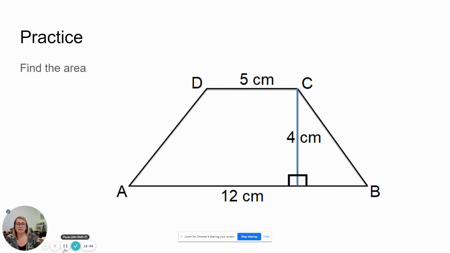Okay, you guys do have an exit ticket. You need to score a 3 out of 4 on it for credit. So when you're done finding the area of this, get started on that.